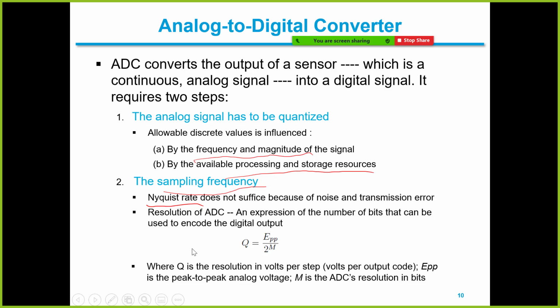And the resolution of ADC, you can see, is determined by this equation. Here, Q is the resolution in volts, EPP is the peak-to-peak analog voltage, and M is the resolution in bits.